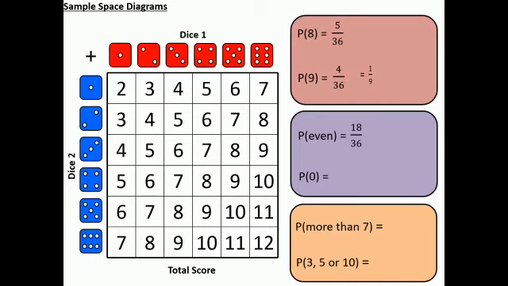Okay, probability of getting 0. Can you see any 0 number there? No. Okay, so 0 by 36.